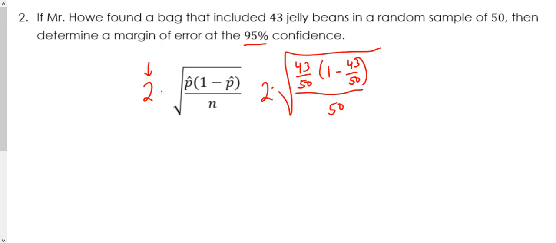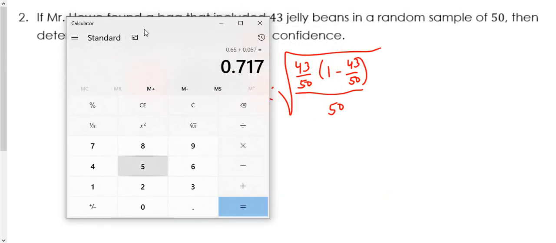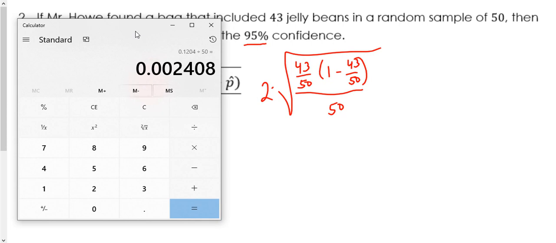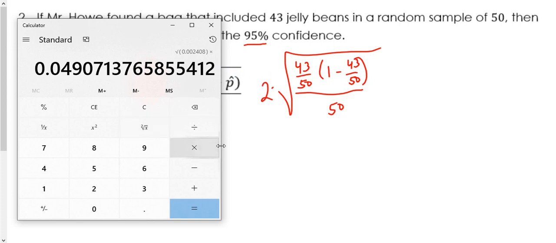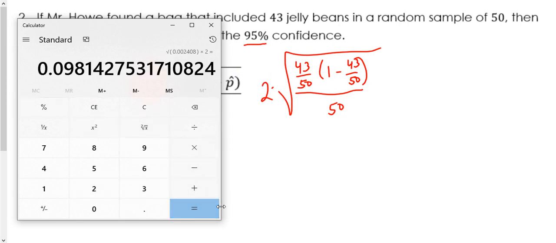First things first, we take our calculator out and do 43 divided by 50. We get 0.86. If this is 0.86, think about what makes this go up to 1. Hopefully you see it's 0.14. So 0.86 times 0.14 gives me 0.1204. I divide that by 50, which gives me this decimal right here. I then take the square root of that number, and multiply that number by 2. And I get 0.098, which is 9.8%.